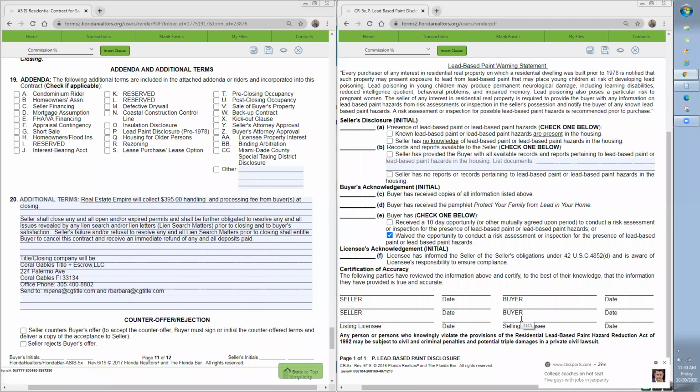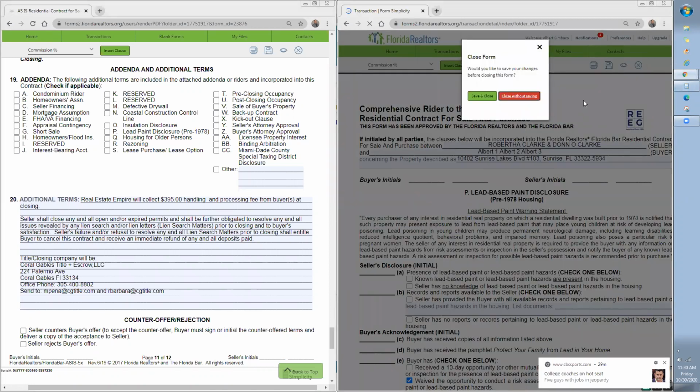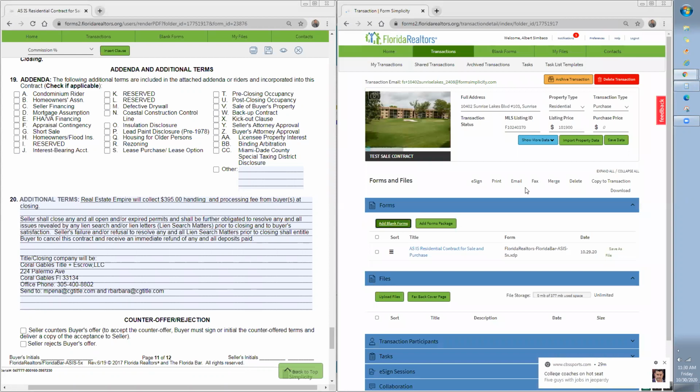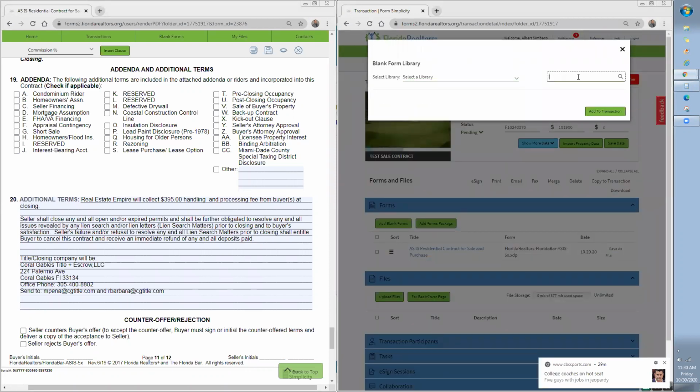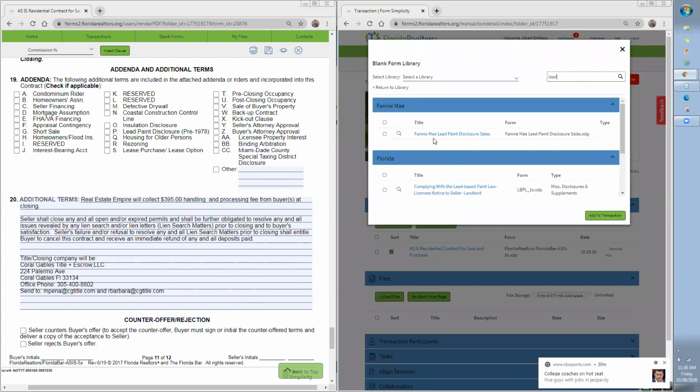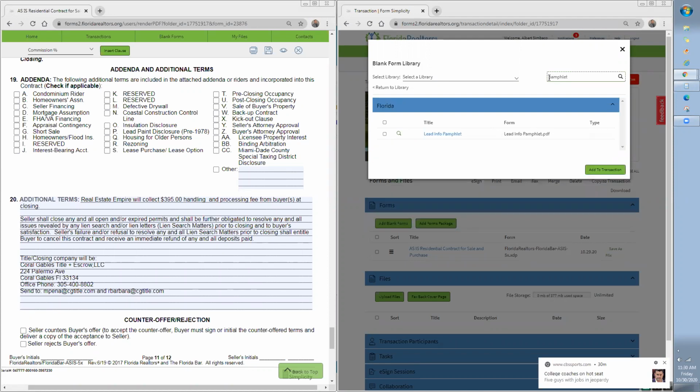Any questions on this? Where can we obtain that pamphlet? Absolutely. It's right here in Form Simplicity as well. And if you go to add blank forms and just put lead, no, that's not it. There it is. Lead info pamphlet.